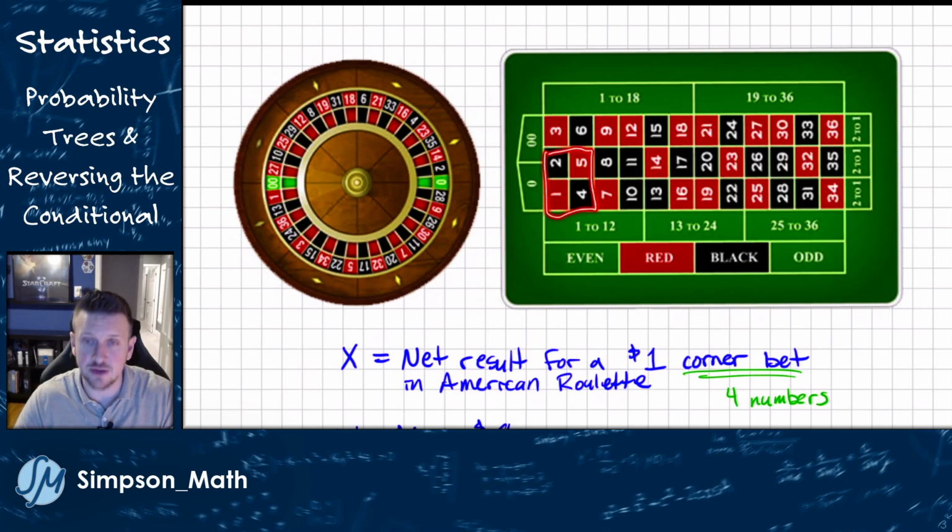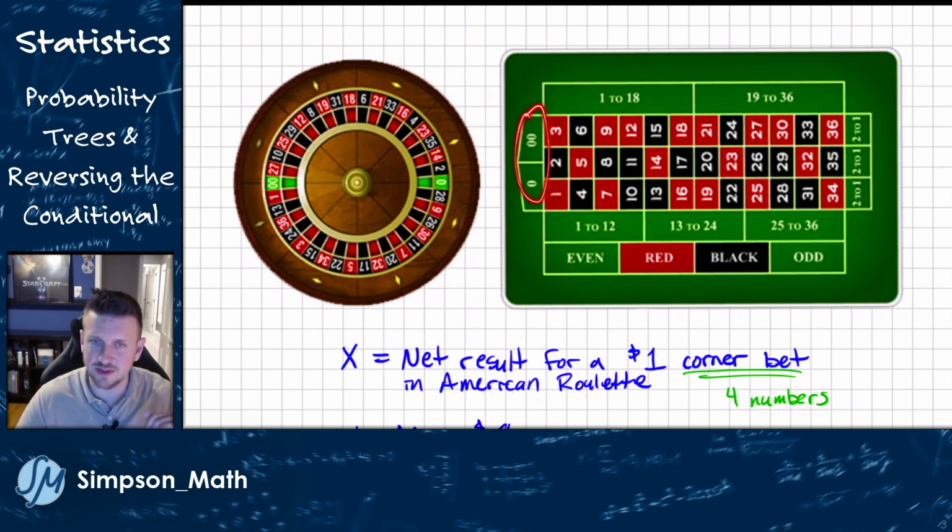So this is an 8-to-1 bid. And basically, if you think there are four squares that could be winners out of 36-ish possible things, that's an 8-to-1 bid. So if I place my chip here and a 1, 2, 4, or 5 shows up, I win. Anything else, I lose.